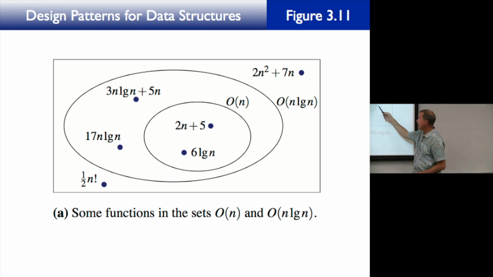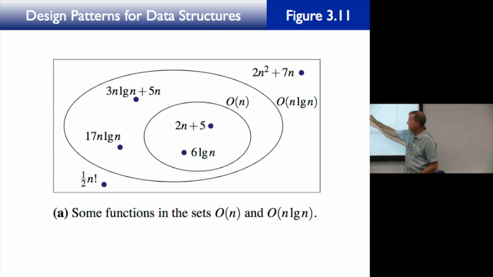And look at this, now this second oval are the functions that are big O of n log n. So now tell me, is 2n plus 5 big O of n log n? In other words, is 2n plus 5 bounded above by n log n? Yes, because it's linear. So for sure it's bounded above by n log n, because n log n is worse than n. So not only is it bounded above by n, it's also bounded above by n log n.